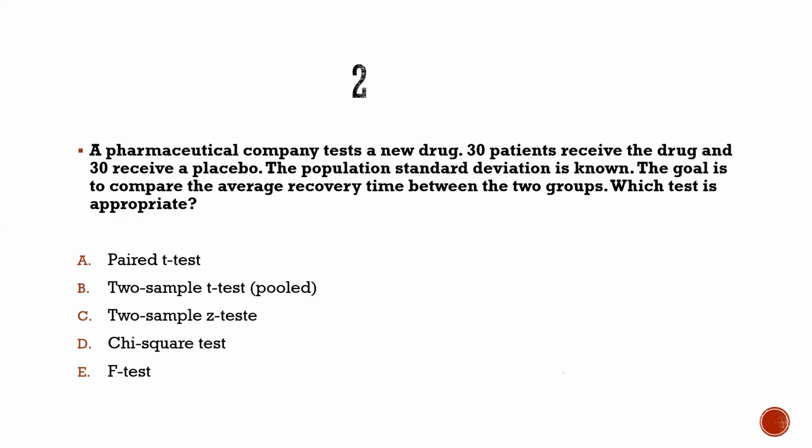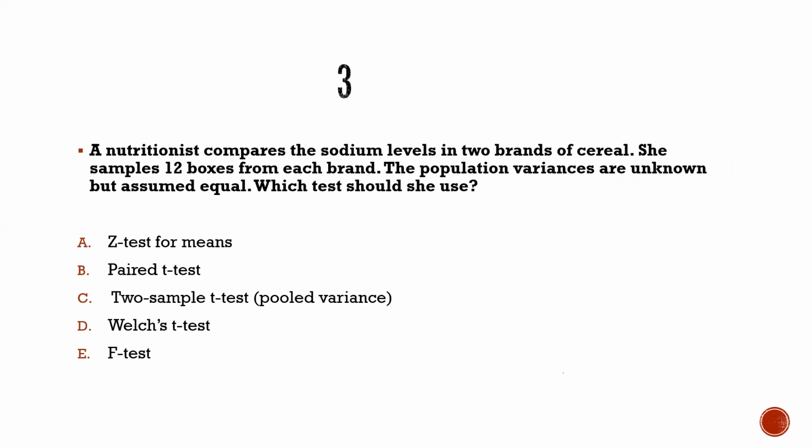Which test is appropriate? A, paired t-test. B, two sample t-test, which is pooled. C, two sample z-test, chi-square test, or F-test. The answer is B, two sample pooled t-test.